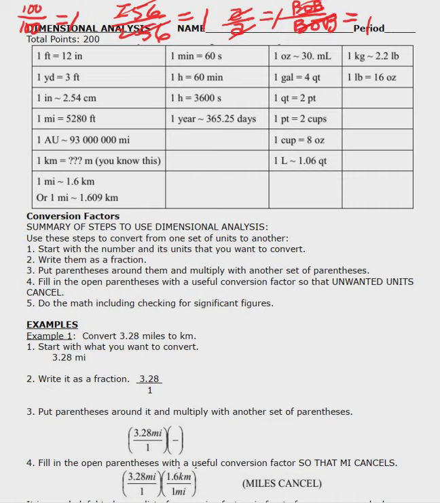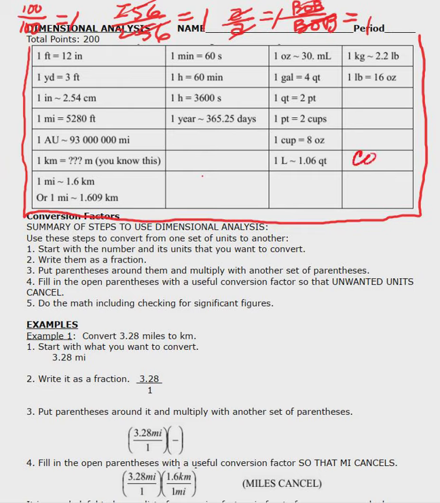So we can use that fact by using conversion factors to cancel out parts of units, and this box right here is your conversion factors. So there are 5 main steps to do that. 1, start with the number and its units you want to convert. So you take what you're given. Let's do this example down here.